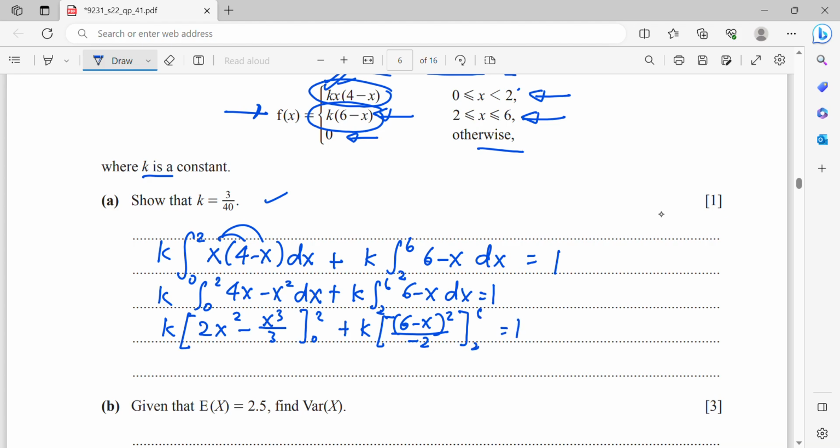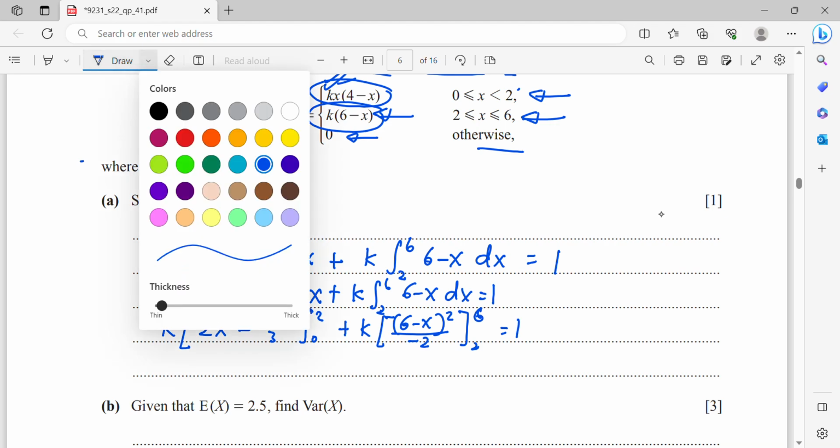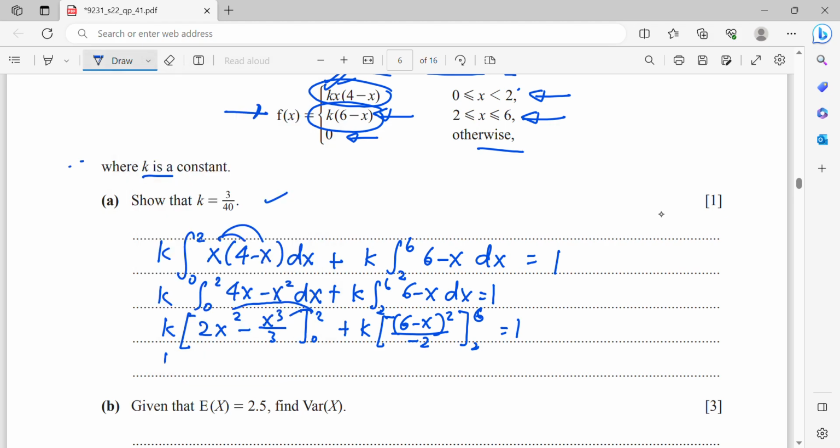Or you may integrate term by term. So now from here, you replace the x by 2 first. Alright, so replace the x by 2, then followed by 0. So now I will get k bracket 2 squared is 4, minus 2 cubed is 8. Then when the x goes to 0, you will get 0. Then plus k.